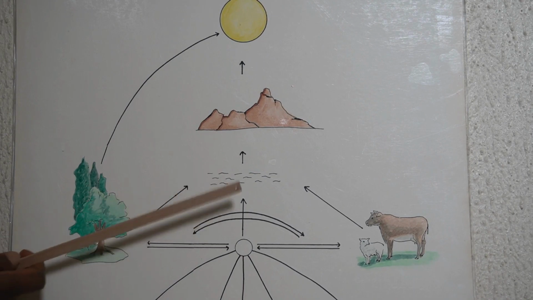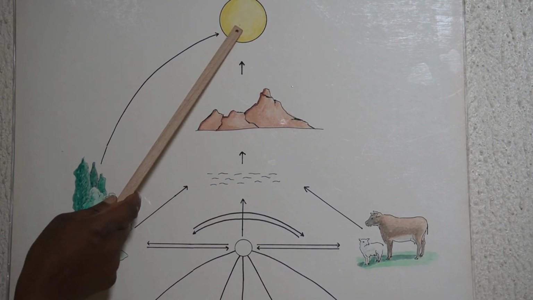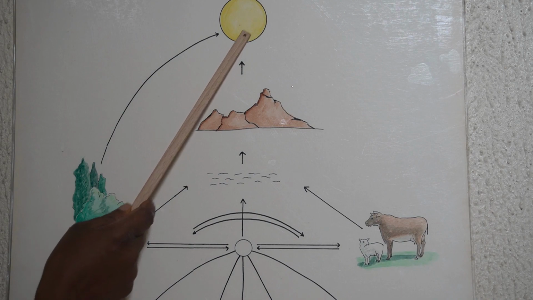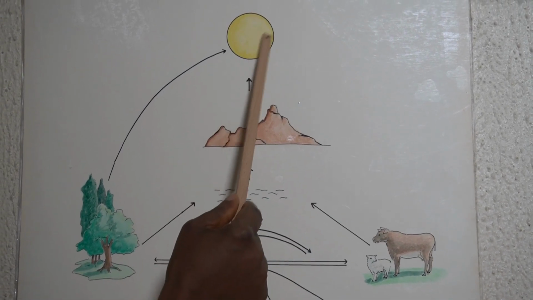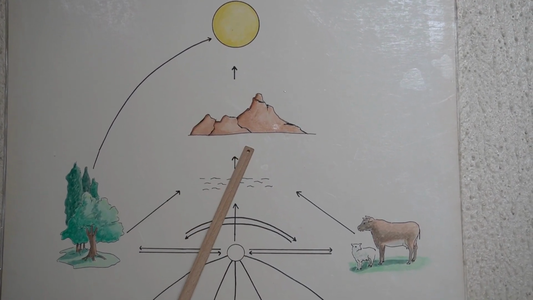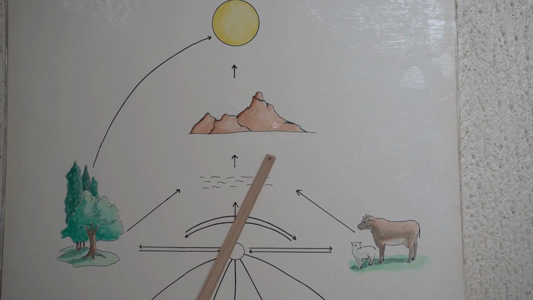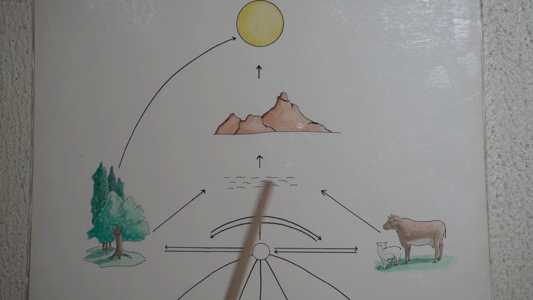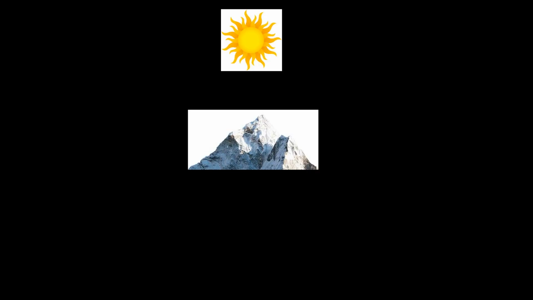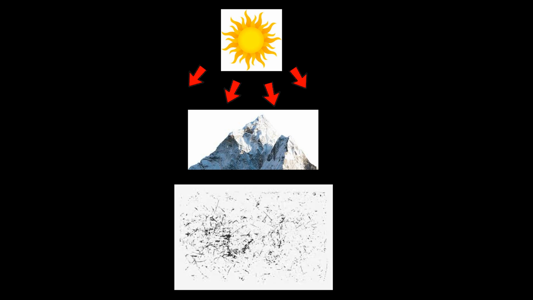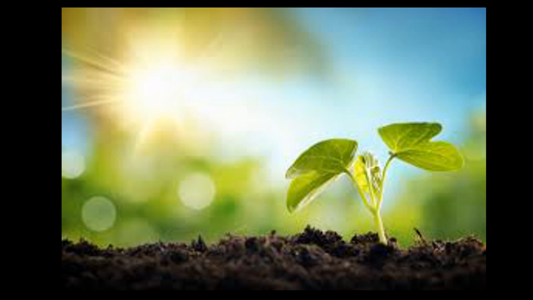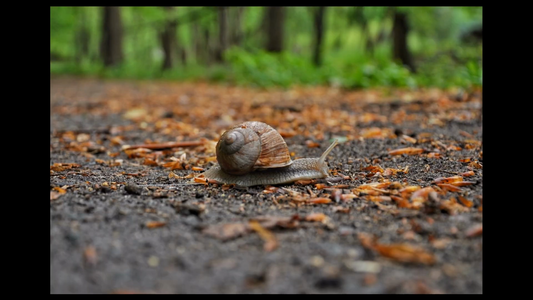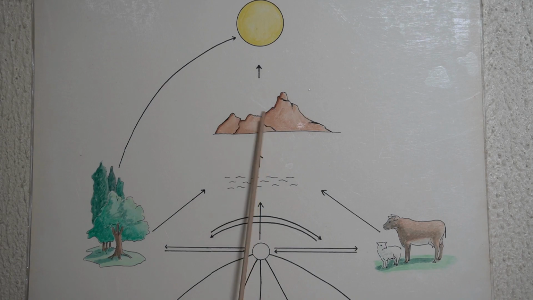The chart of interdependence. Here we have the sun. And here we have the rocks or the land. The sun hits the rocks, and what happens to the rocks? They crumble. And when they crumble, they are able to support life. So we say that the rocks or the land need the sun to be able to support life.